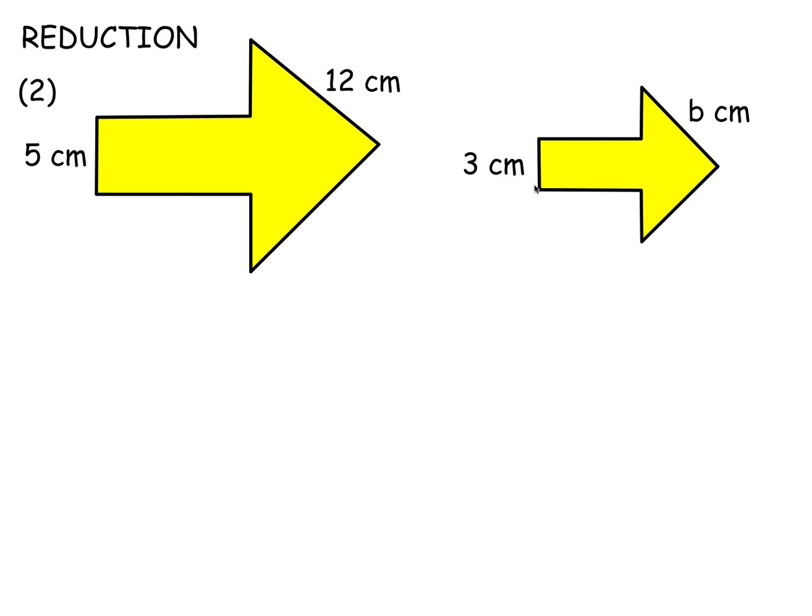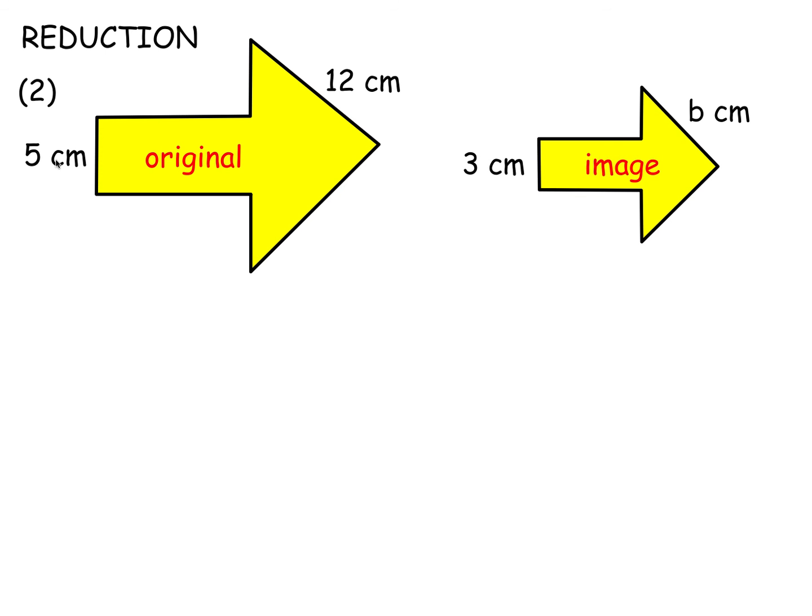Here's another example, this time a reduction. The big arrow has been reduced to the smaller arrow. Smaller arrow has B on it. We're trying to calculate B, so we call that the image, and the other one's the original. The scale factor is image over original.